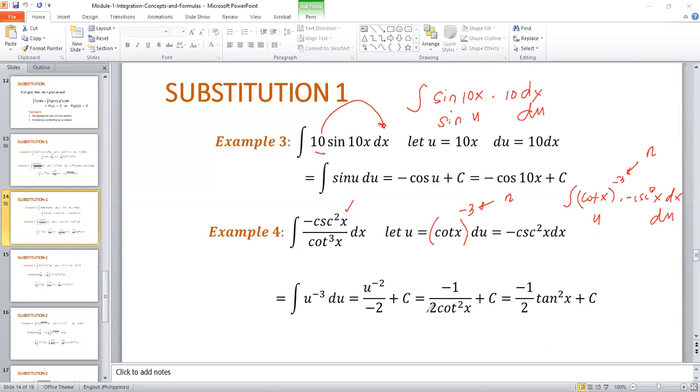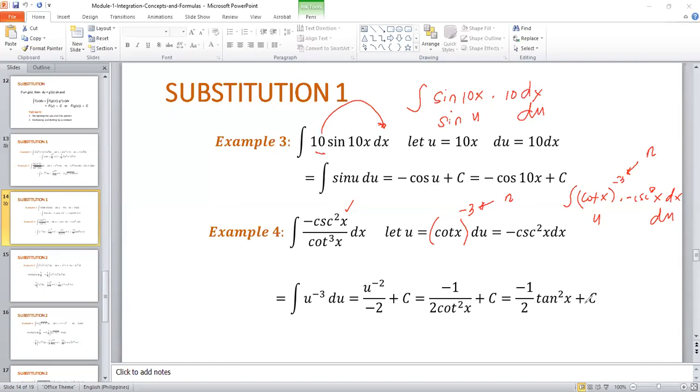The 2 is in here. The negative sign is in here. So what is 1 over cotangent squared? It's tangent squared. So this one is an identity already. The equivalent of 1 over cotangent squared x is tangent squared x dx.